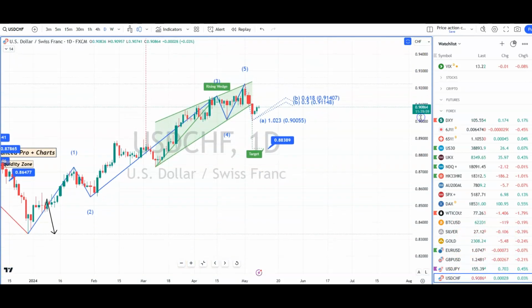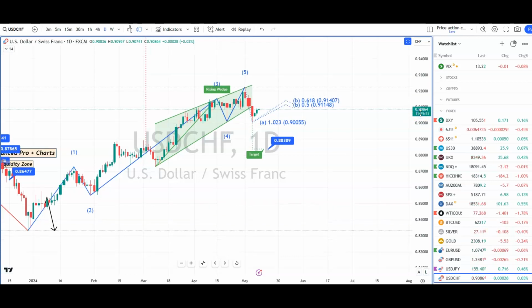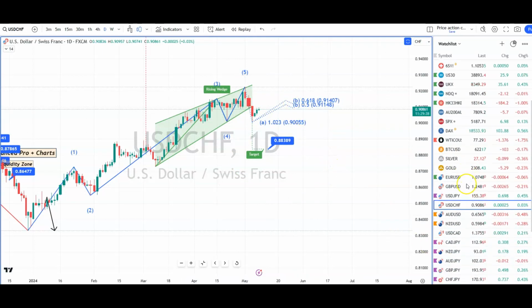A break of the rising wedge on the US Swiss. So this indicates weakness, but you can't have a weak euro dollar and a weak US Swiss. It just doesn't make sense. The correlation is not there. So one's going to give way eventually. We don't know which one. This is moving into a wave 5 pattern, so we have to wait to see what happens here.